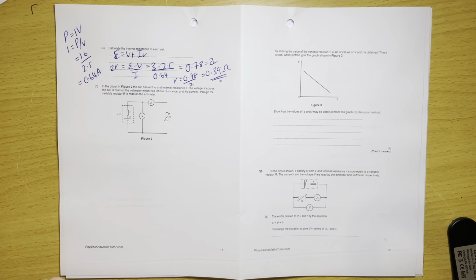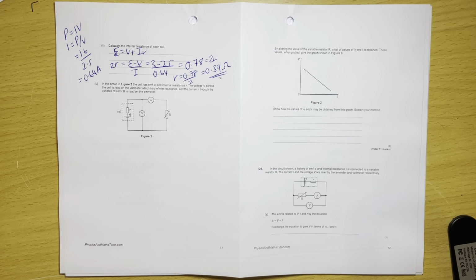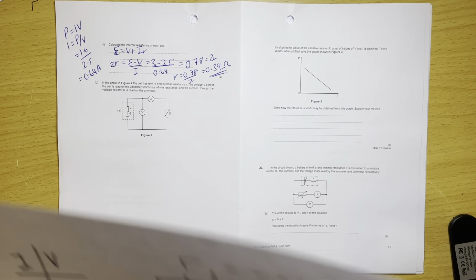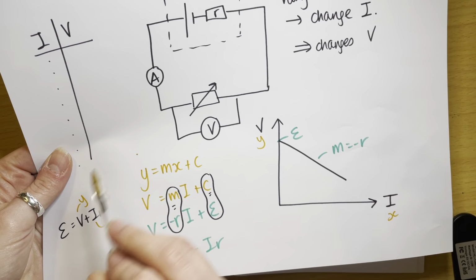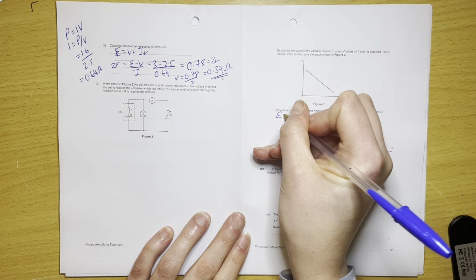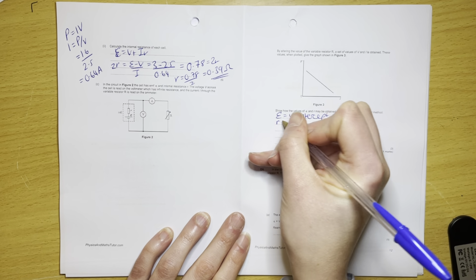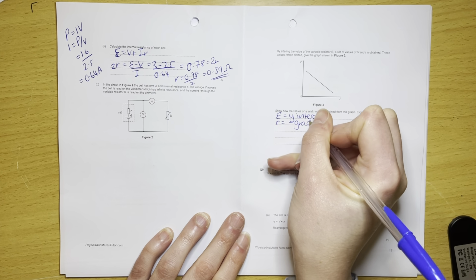By altering the values on the variable resistor, a set of V and I is obtained. These values, when plotted, give the graph as shown. Show how the values of E and R may be obtained from this graph. Explain your method. So we are trying to explain this. How do we know what things are? So I can say that EMF equals the y-intercept, and that R equals minus the gradient.